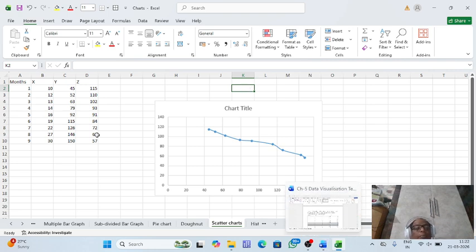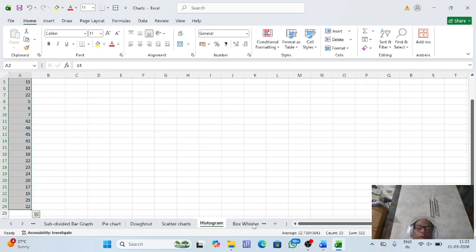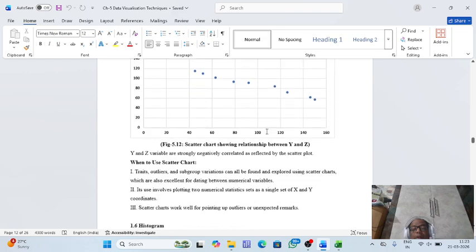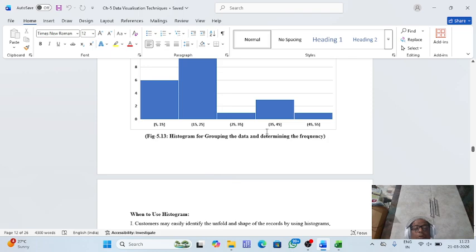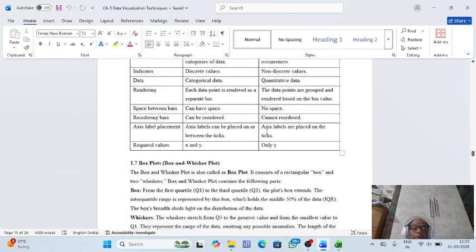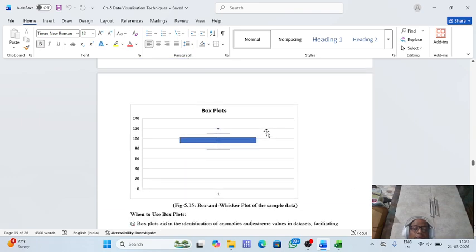I hope it is clear that in the first diagram, when we pick x and y, the slope is upward, but if you compare y and z, then the slope is downward. Okay. Then other charts are there, like the histogram. Histogram can be represented like this to see the data. Again, you have the box whisker chart. The chart has been given here.